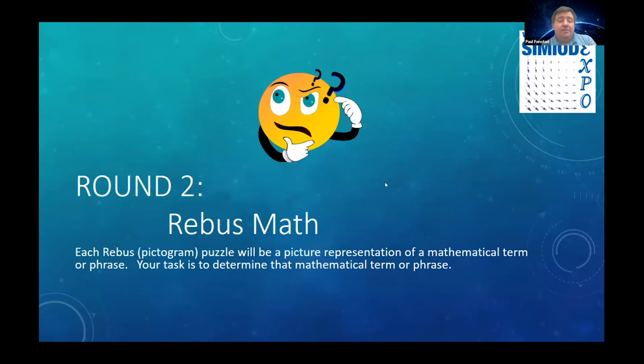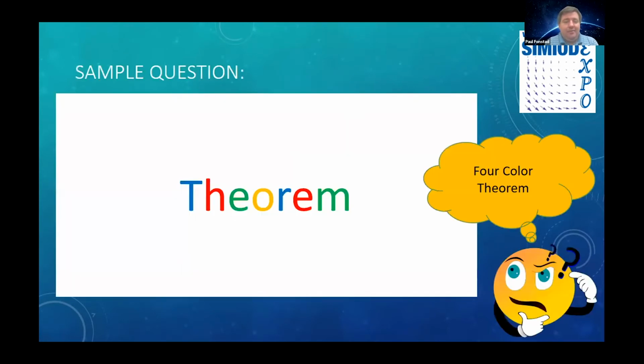So each rebus pictogram puzzle will be a picture representation of a mathematical term or phrase. Your task then is to determine that mathematical term or phrase. And for these, I'll give you the picture, then give you a hint about what the answer is, and then I'll tell you what the answer is. After I give you the hint, I'll ask if anybody wants to chime in. If you want to type your guesses into the comments, I will give you time for that, so wait until after I ask for it.